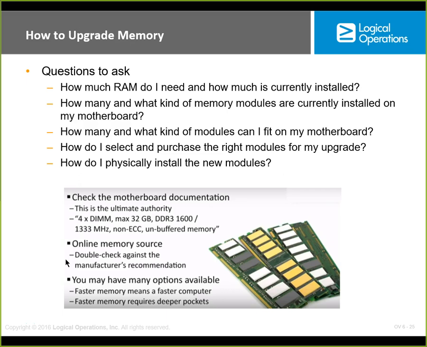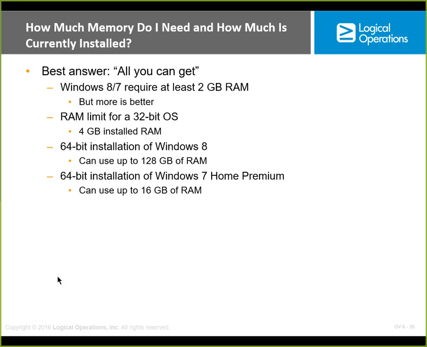Check the motherboard documentation, the ultimate authority. On this one, the maximum is 32 gig, and it could take DDR3 1600 or 1333 non-error-correcting unbuffered memory. With the online sites and manufacturers we talked about, there may be multiple options for what memory can go into your machine.